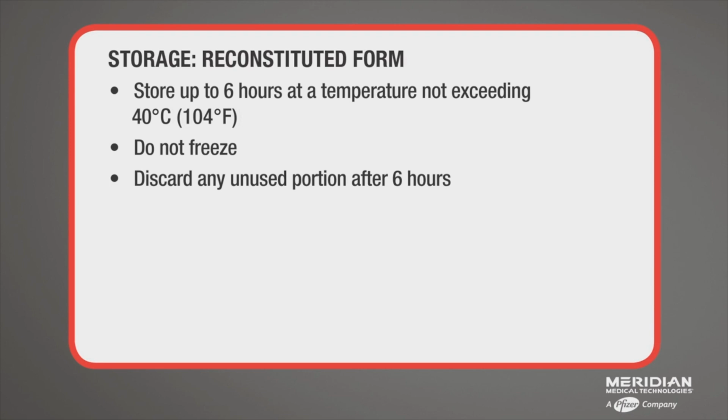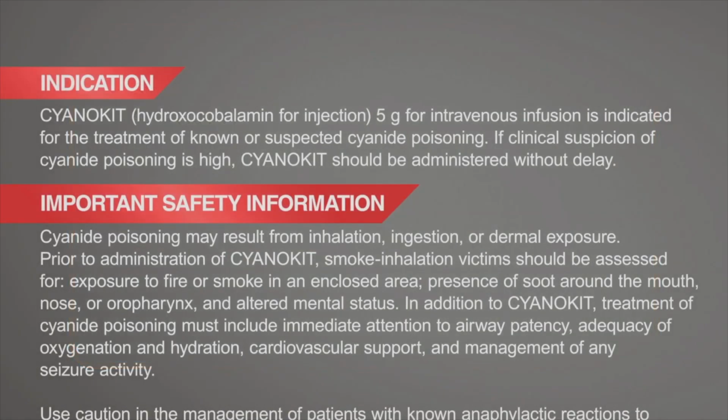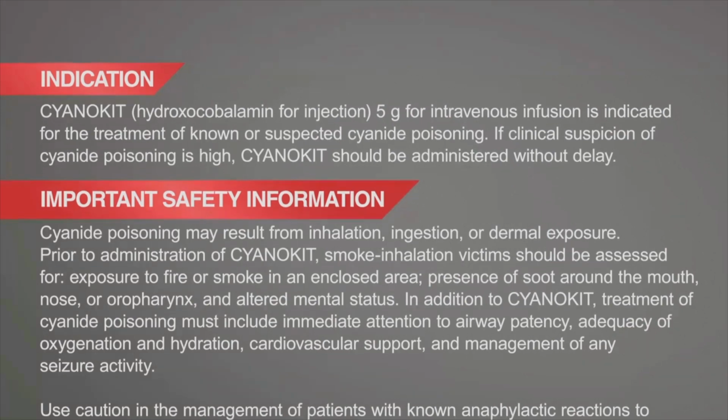Please keep watching for important safety information on Cyanokit. Indication: Cyanokit, hydroxycobalamin for injection, 5 grams, for intravenous infusion is indicated for the treatment of known or suspected cyanide poisoning. If clinical suspicion of cyanide poisoning is high, Cyanokit should be administered without delay.